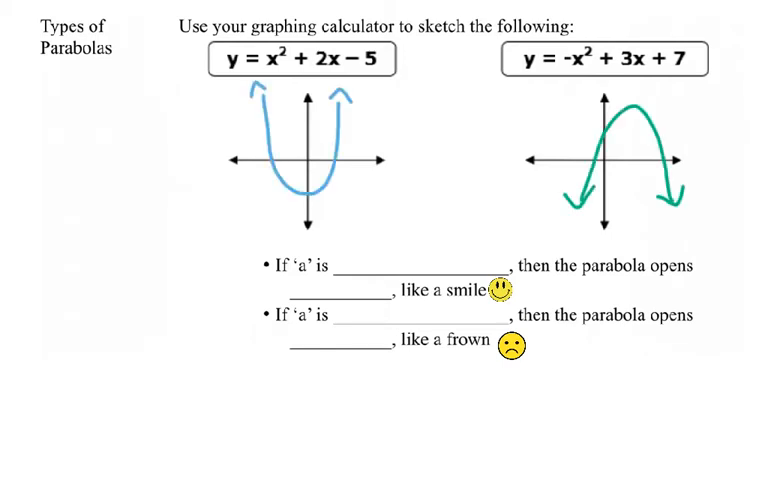Okay, so here's the difference. If a, so the number in front of x squared, so you don't see a number, so that's just an understood positive one. So if a is positive, then the parabola opens upward like a smile. So now we have a happy parabola. Look, he's even sticking his tongue out.